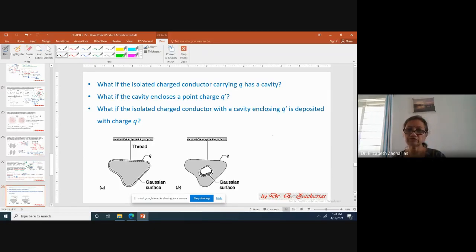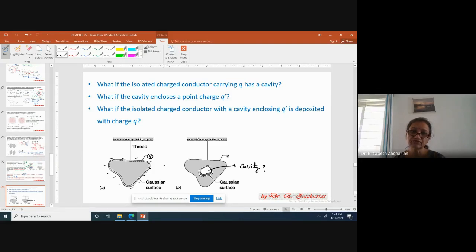Okay. Now the next question is, I have a conductor like this. I put a charge Q. It went and sat on the surface. Fine. What if this conductor has a cavity? What if there is a cavity?